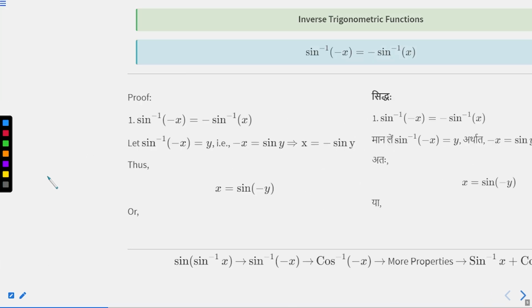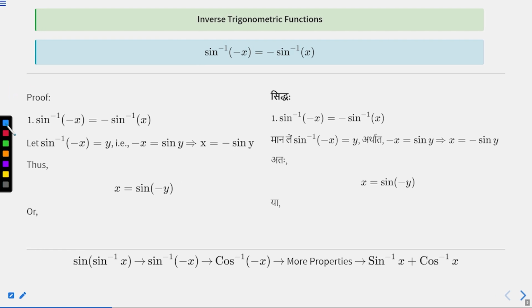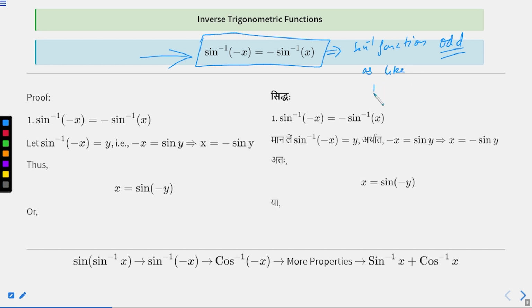Now let's see this identity, that sine inverse of minus x is equal to minus of sine inverse x. This says that the sine inverse function is what? Odd, just like the sine function.